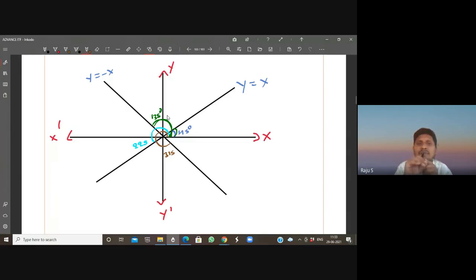So 90 plus 45, 180 plus 45, 270 plus 45, like that. You'll get all these angles. 0 plus 45, 45. 90 plus 45, 135. 180 plus 45, 225. Anyhow, the y is equal to x.